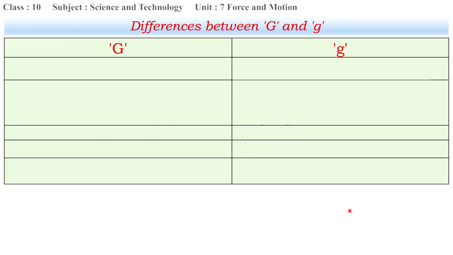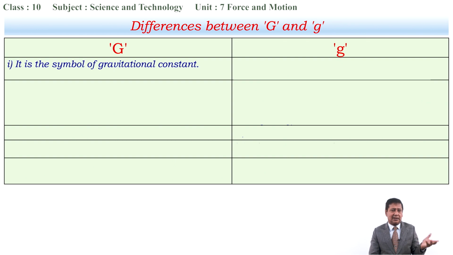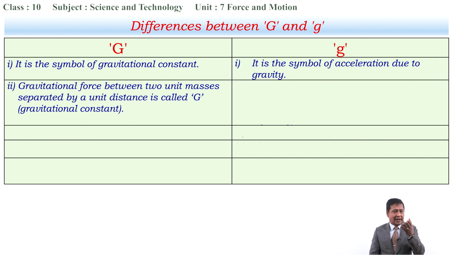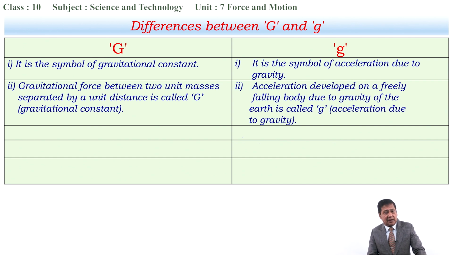Look at this. Capital G, what is it? It is gravitational constant. And small g, what is it? This is the symbol of what? Acceleration due to gravity. Now the second difference, we can define them, and the definition can be expressed as the second difference. Gravitational force between 2 unit masses separated by a unit distance is called capital G. But the acceleration developed on a freely falling body due to the gravity of the earth is called acceleration due to gravity.